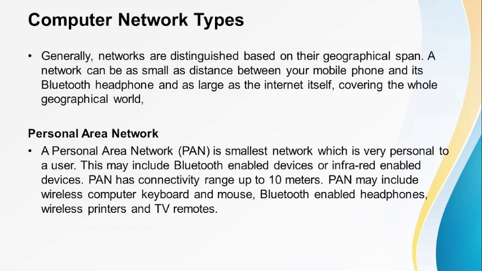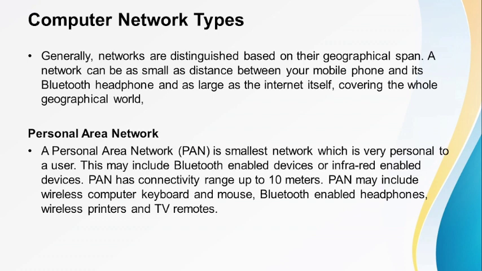Now, looking at computer network types, generally, like we explained earlier, they could be based on the geographical span, depending on the distance. For example, your mobile phone and its Bluetooth headphone, that's a small distance in terms of geography. And a network can be as large as the internet itself, which covers the whole geographical world. So you could have a small network and a large network.